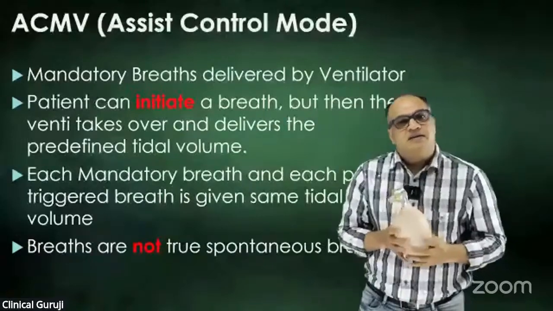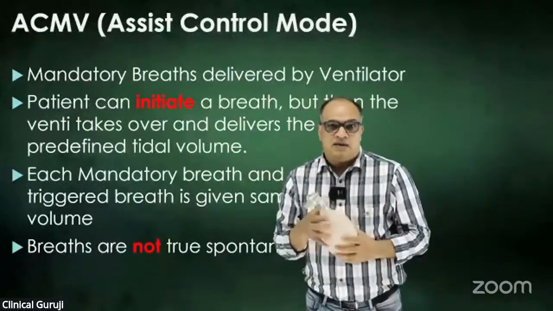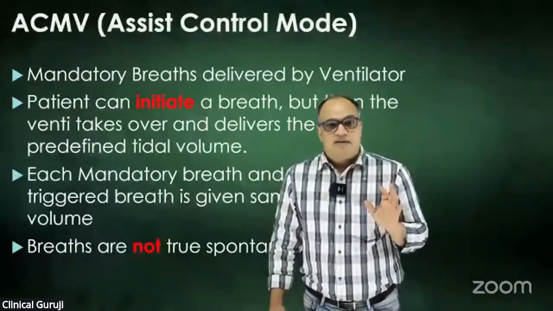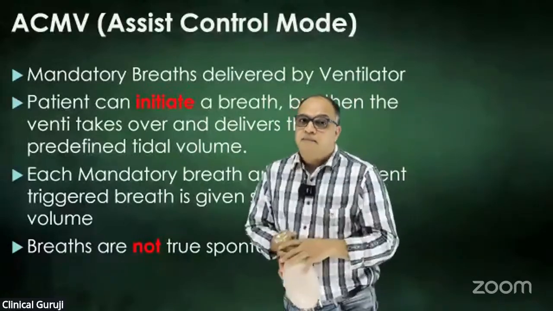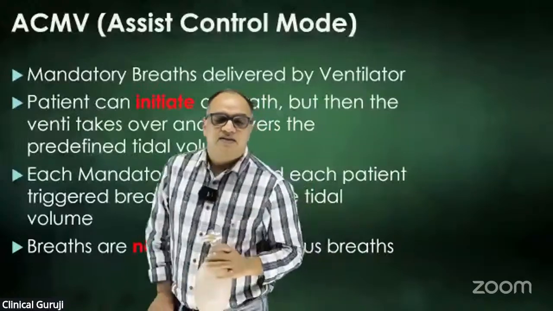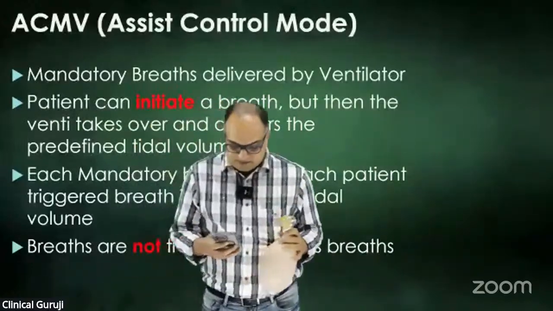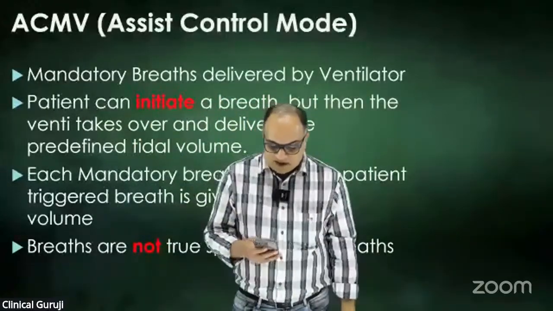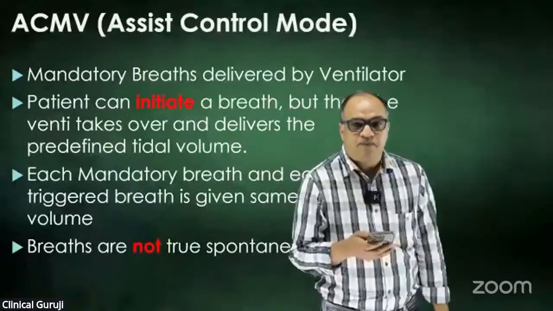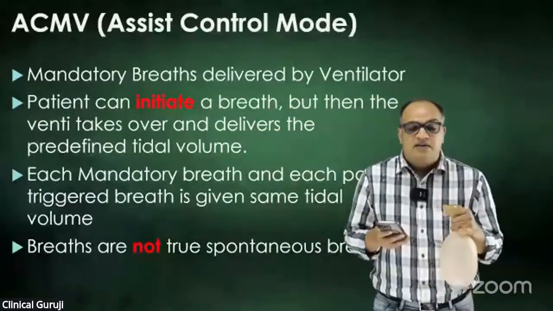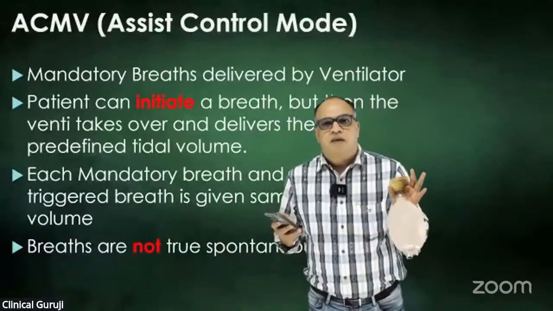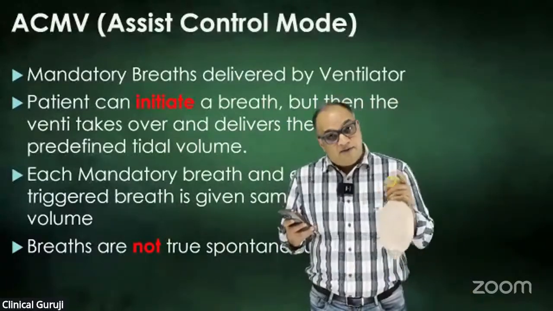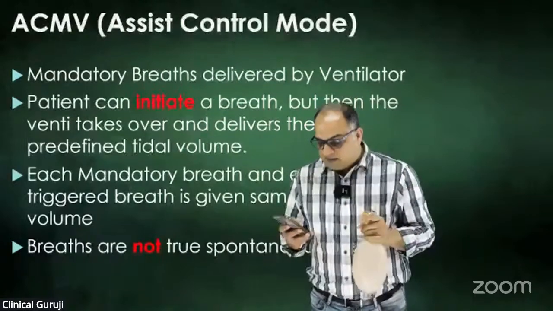Now, what is the risk with this kind of ventilation? It was better than CMV. The patient will get a breath whenever he wants. But then, what is the risk with this type of ventilation? Tell me in the chat box. What is the risk with ACMV? Now we are giving 500 into 12 and we are assisting every triggered breath also.